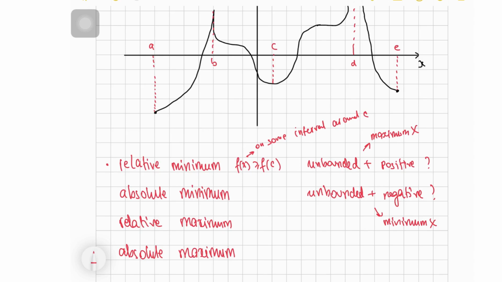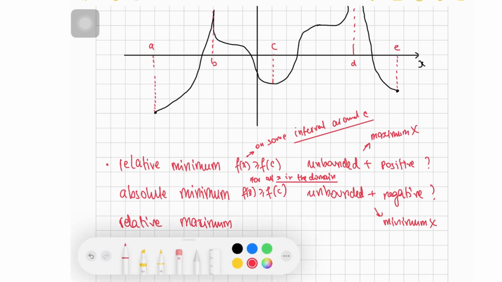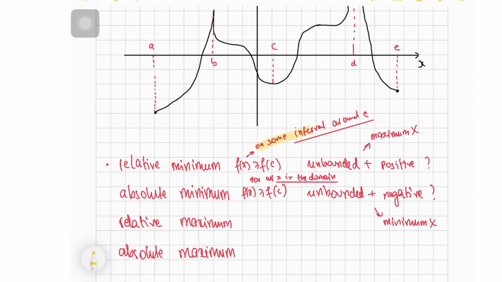It has absolute minimum if f of x is greater than or equal to f of c for all x in the domain. So the difference here is that there is some interval around c, and here this is for all x in the domain. So this is on some interval, this is for all x in the domain.